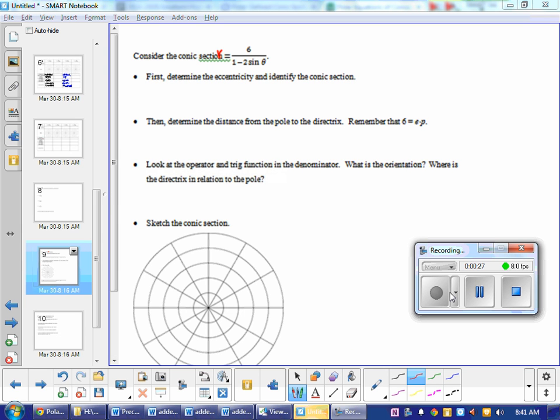Okay. So remember, your equation is EP over 1 minus E sine theta. So you can now tell the eccentricity from the equation. What's the eccentricity of this conic? Not 6. Remember, the equation is EP over 1 minus E sine theta. It's 2. So your first bullet point, the eccentricity is 2. So you can now see the eccentricity in the formula.